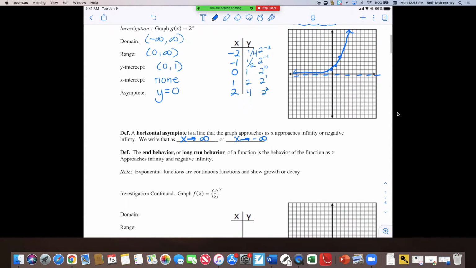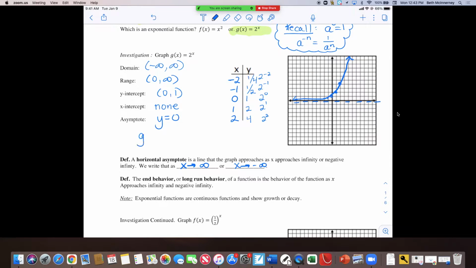Note, exponential functions are continuous functions. I can draw them without lifting my pencil, and they're either growth or decay. So in this investigation, this one demonstrates growth. When I look at the graph from left to right, it rises. So that's growth.